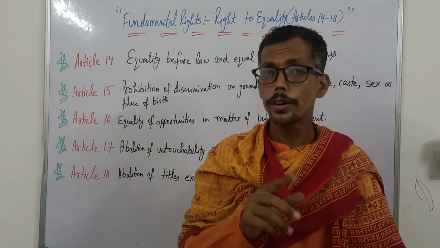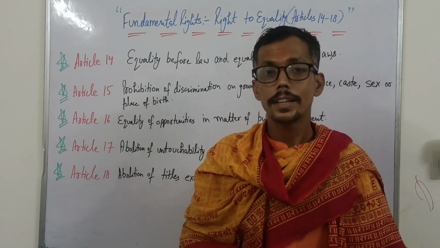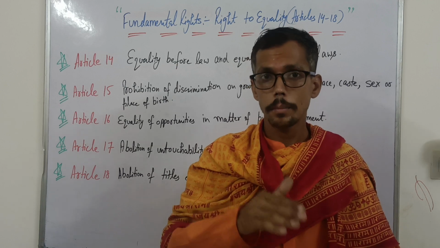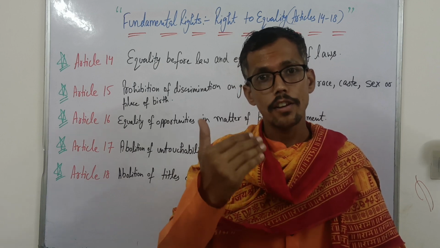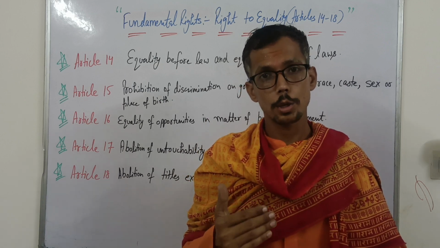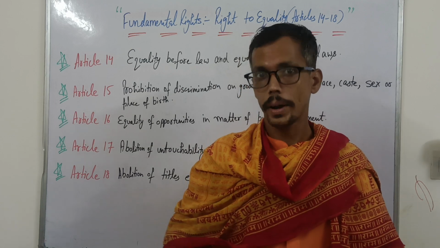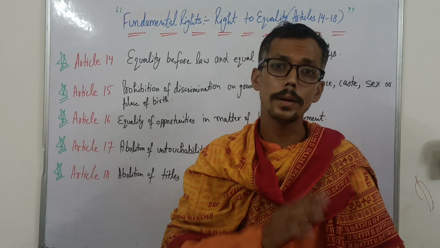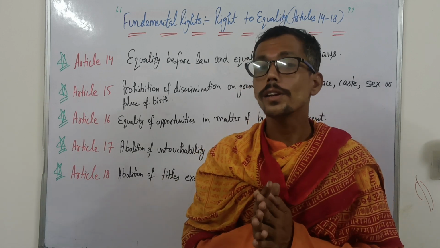Article 31 I already discussed with you, that used to be a fundamental right till 1978. By the 44th Amendment Act, the right to property was enshrined in Part 12 of the Constitution under Article 300A, which is now a legal right. So that means this is not a sixth fundamental right. The sixth fundamental right would be Article 32, constitutional remedies. So now let us start the session.